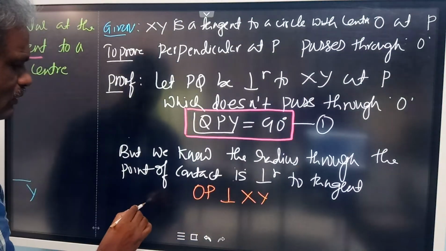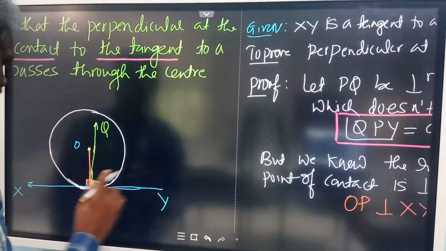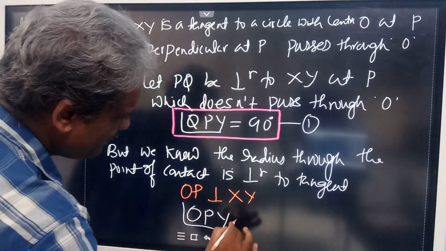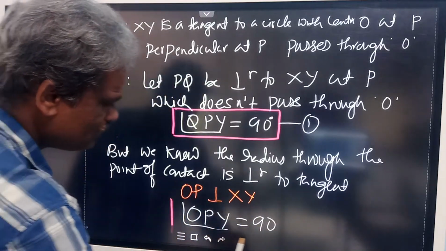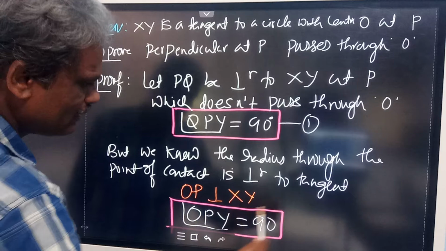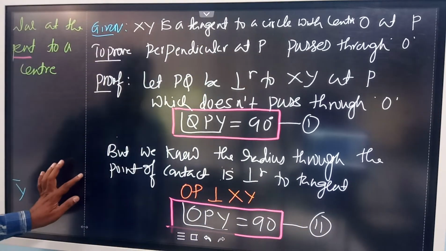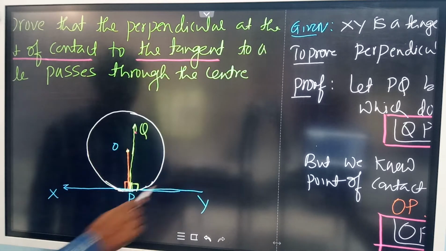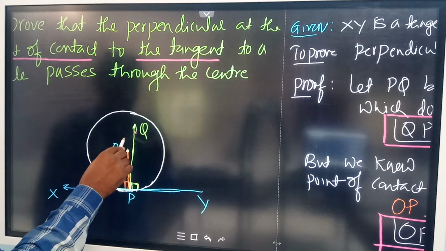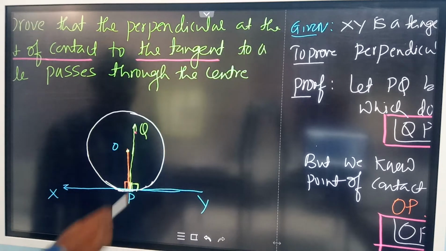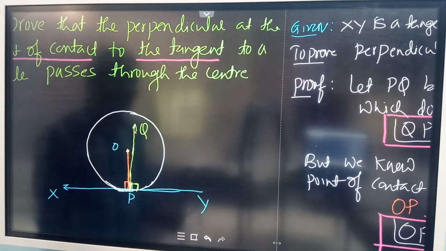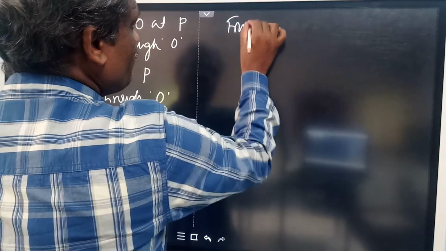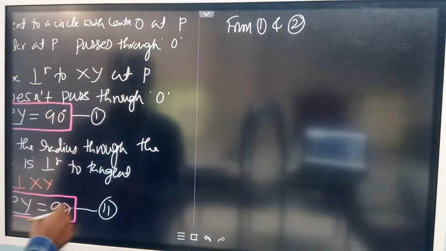So therefore, what can you conclude? You can conclude that angle OPY is 90 degree. We have shown that angle OPY is equal to 90 degree. Now look at this, the second one. We have assumed that QP is perpendicular to XY, angle QPY is equal to 90 degree. But by the theorem, we know that OP is perpendicular to XY, so OPY is also 90 degree. From 1 and 2, you can compare, both are equal to 90 degree.